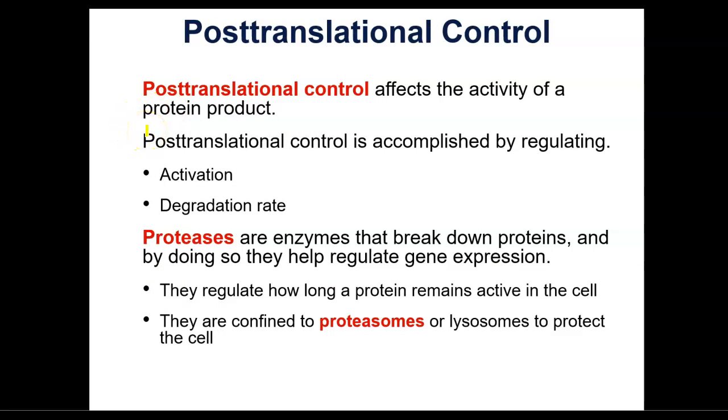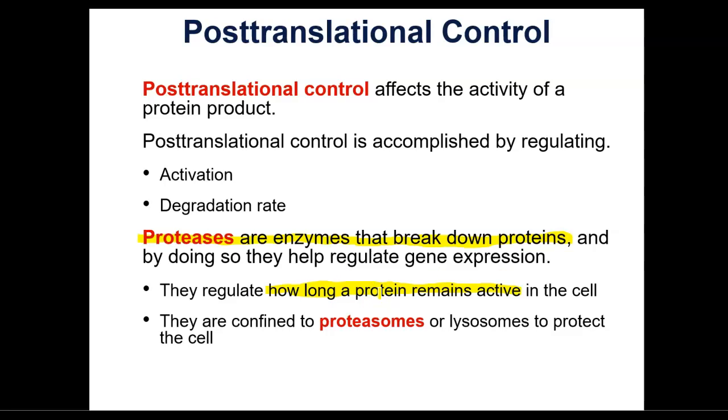All right, post-translational control affects the activity of the protein product. So post-translational control doesn't occur until the protein is actually made. One of the chemicals that can control the protein after it's made is an enzyme called a protease, because proteases are enzymes that break down proteins. So even after the protein gets produced, proteases can break it down. So what they do is they regulate how long the protein remains active in the cell.